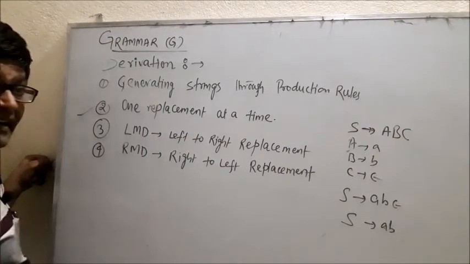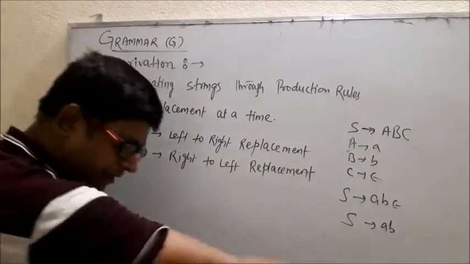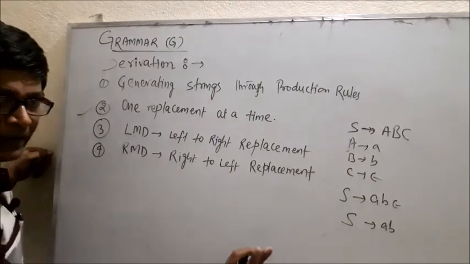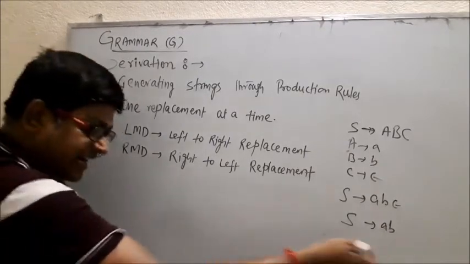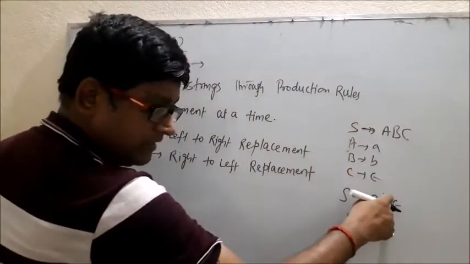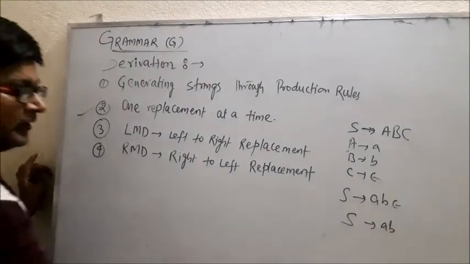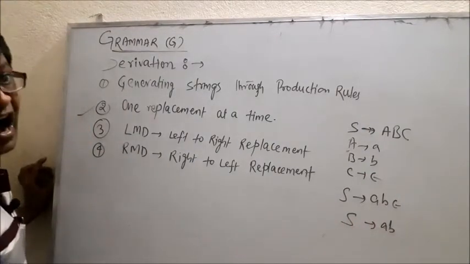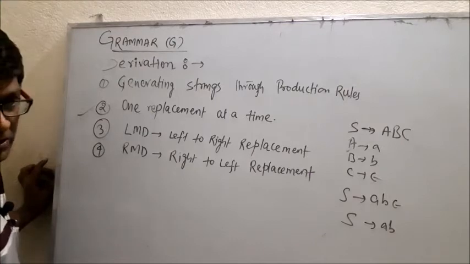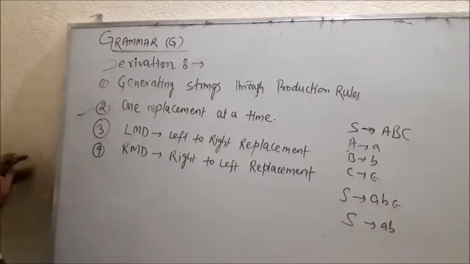And on the contrary, if the replacement is done from right to left, that is also possible. If we do the replacement from right to left, for example here we first replace C with epsilon, then we replace B with b. I will show you an example. This will be known as RMD. So let us discuss all these things with good examples.